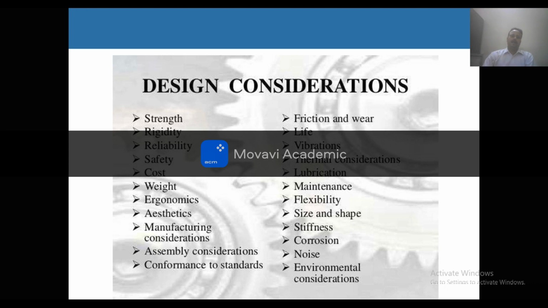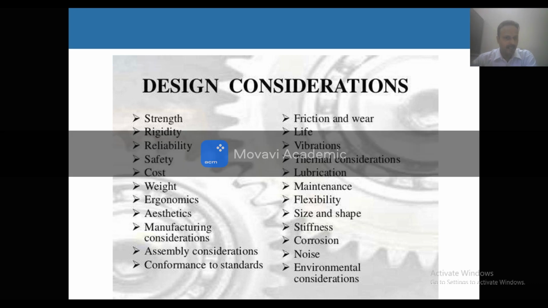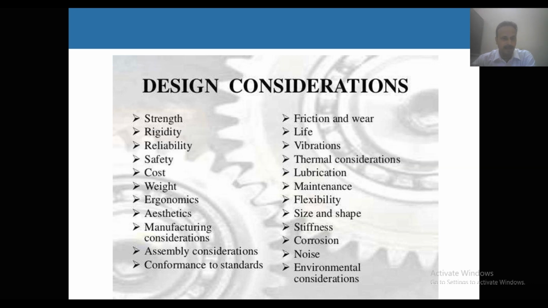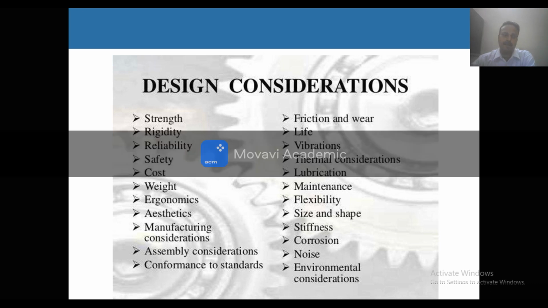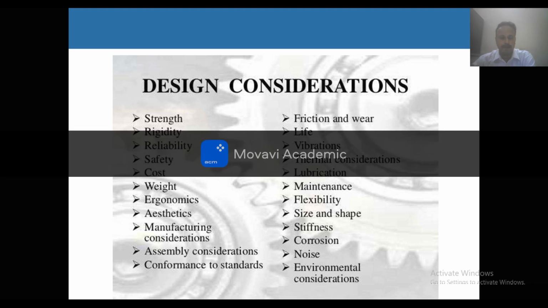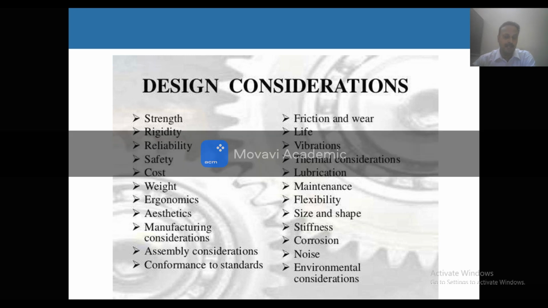Rigidity means: does it deflect under the action of load? So if you are designing a beam, probably you need to see that the material has to be rigid enough. Reliability, life cycle analysis, safety, conformance to quality. It also takes into account the location at which the part is expected to be used. Cost plays a very big role in deciding about the application or design of the product.